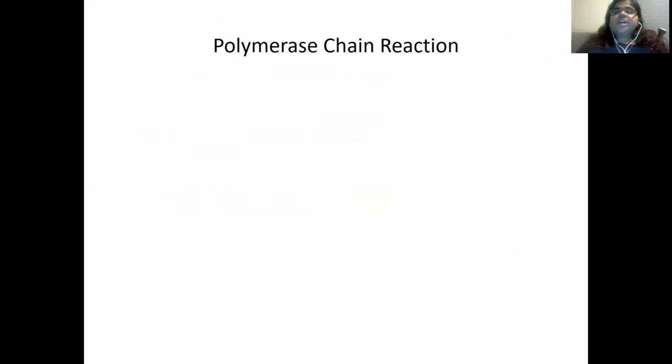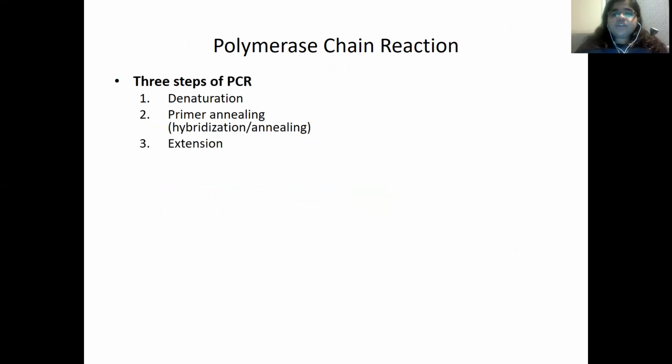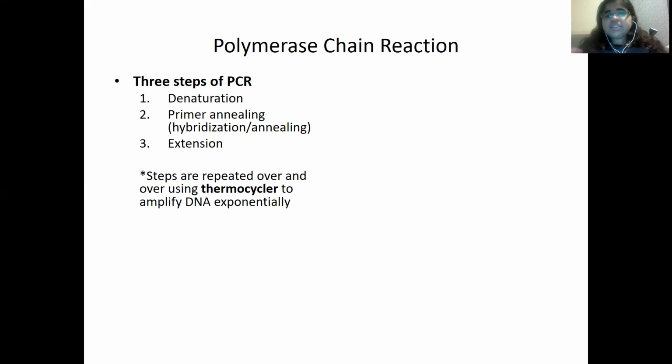So next we're going to talk about polymerase chain reaction, also known as PCR. PCR involves 3 steps. The 3 steps include denaturation, primer annealing, and extension. So these steps are pretty much repeated over and over using a thermocycler, and it allows you to amplify DNA exponentially.